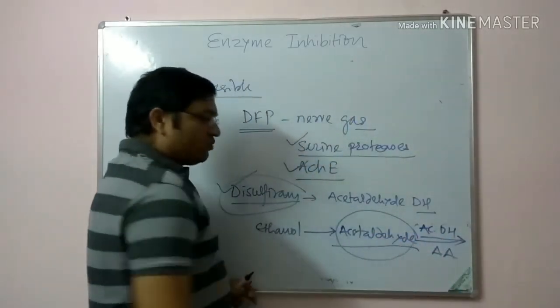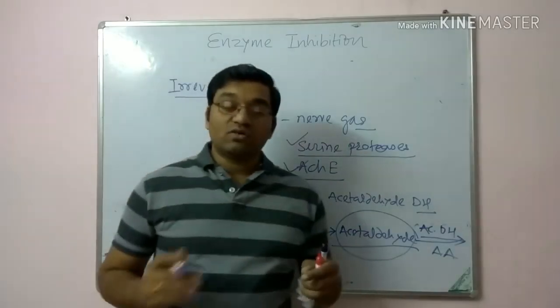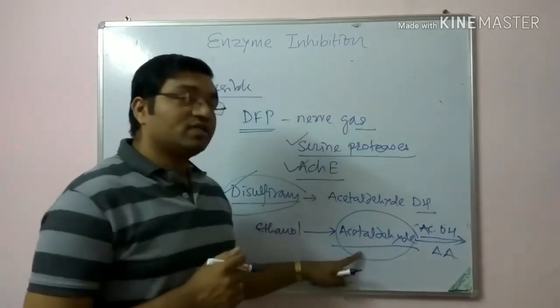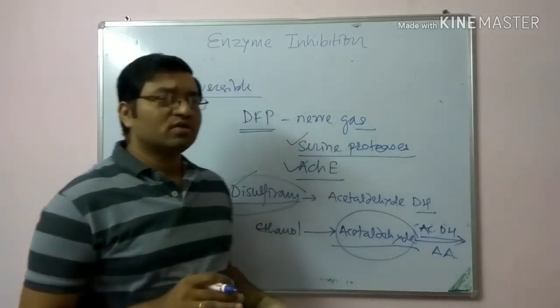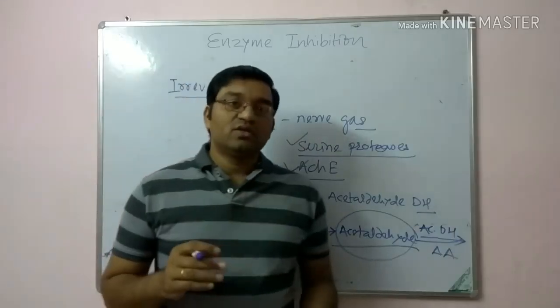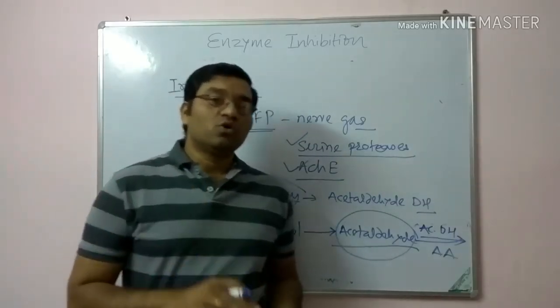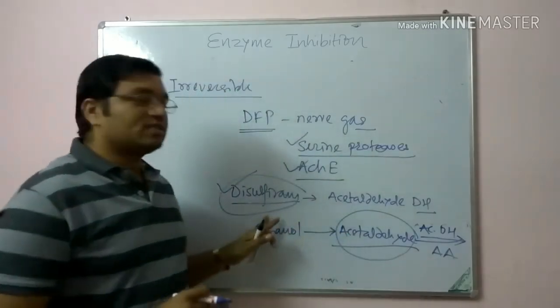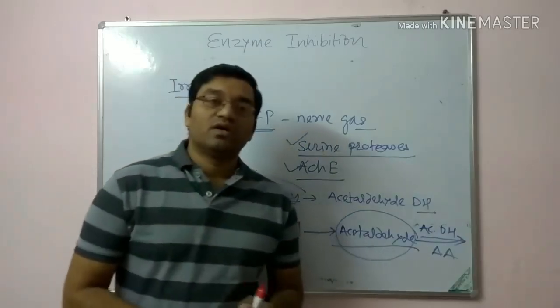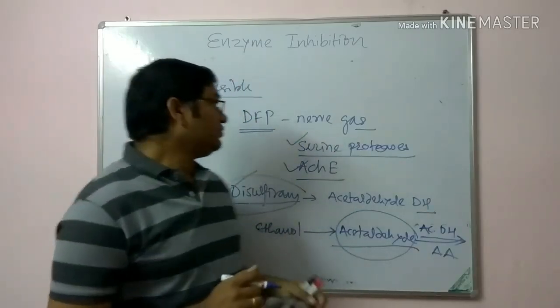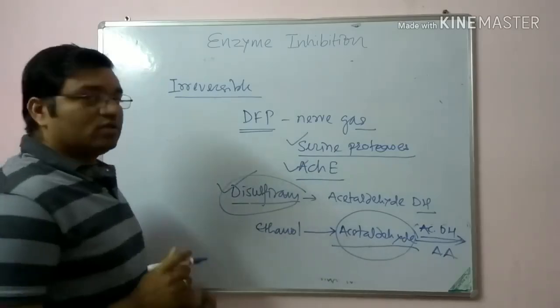There is accumulation of acetaldehyde, and all toxic effects are due to the acetaldehyde, that is vomiting, diarrhea, abdominal pain. Due to these symptoms, alcoholics generally do not consume alcohol because of this disulfiram. So Antabuse is used in the treatment of ethanol addiction. So these are the two important examples.